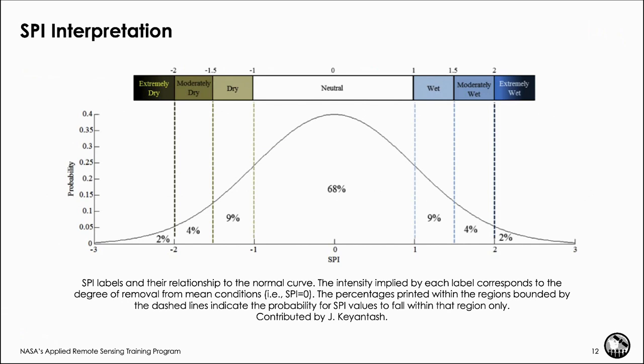Here we are showing SPI labels and the relationship to the standard normal distribution. The labels denote meteorological dry conditions when the value is between negative 1 and negative 1.5, moderate dry conditions when the value is between negative 1.5 and negative 2, and extreme dry conditions when the value is below negative 2. The opposite is true for wet conditions. The percentages printed within the regions bounded by the dashed lines indicate the probability for SPI values to fall within that region only.